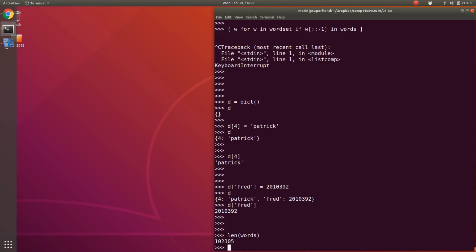Now, does anybody know what an anagram is? Or what anagrams are, or a pair of anagrams? Yeah? It's a word that has the same letters as another word. Yeah. So, two words are anagrams of each other if you can take the letters of one word and rearrange it so that you get the other word.